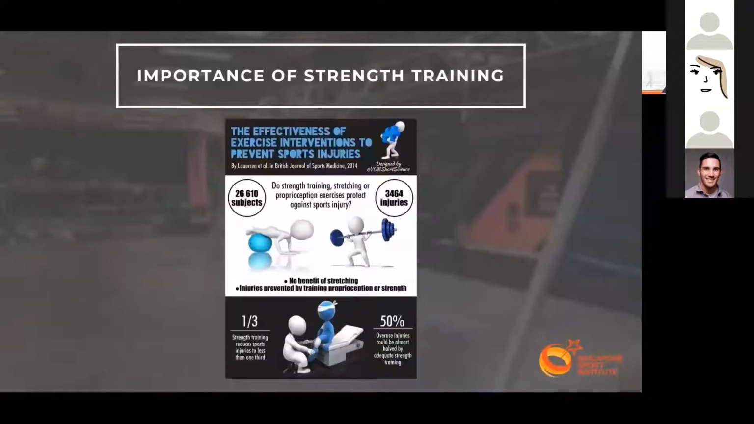Secondly, strength training aids in the reduction of sport injuries. Findings by Lawson and colleagues provided evidence as to how that was achieved. Compared with modalities such as stretching and proprioception work, the integration of strength training reduced sport injuries as well as overuse injuries.